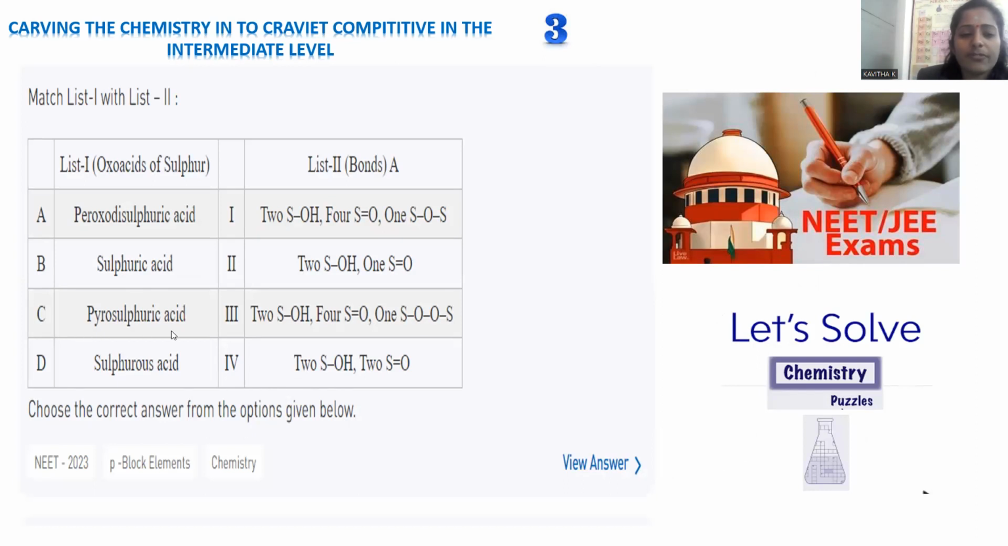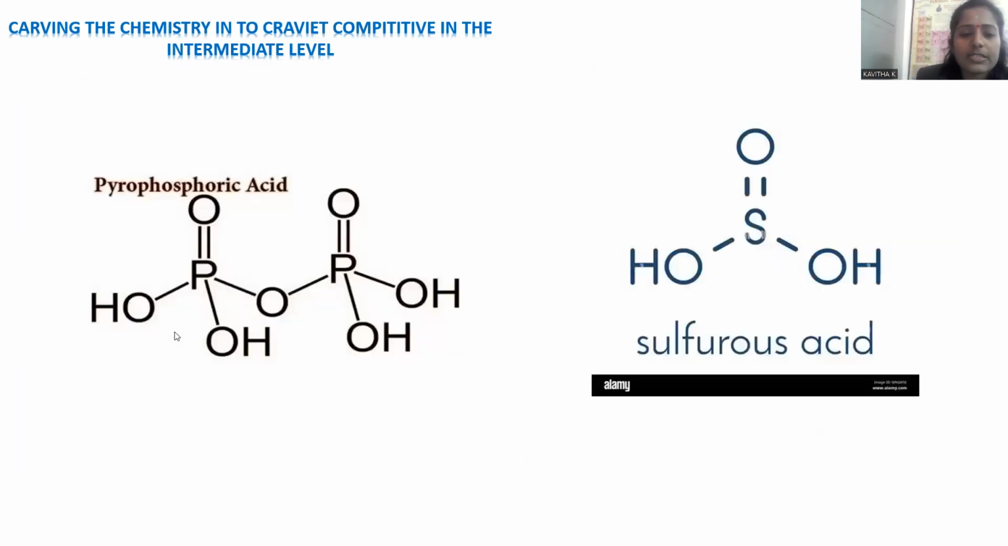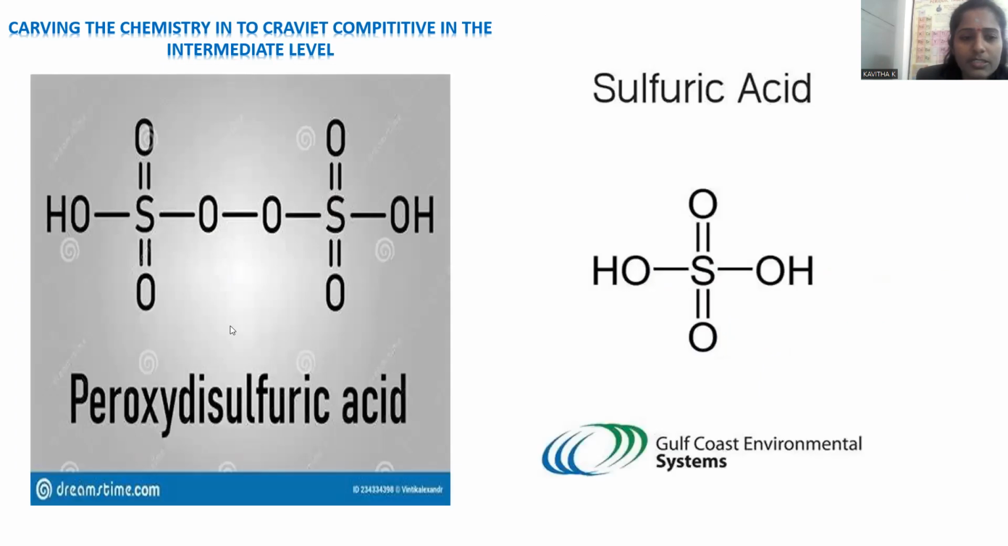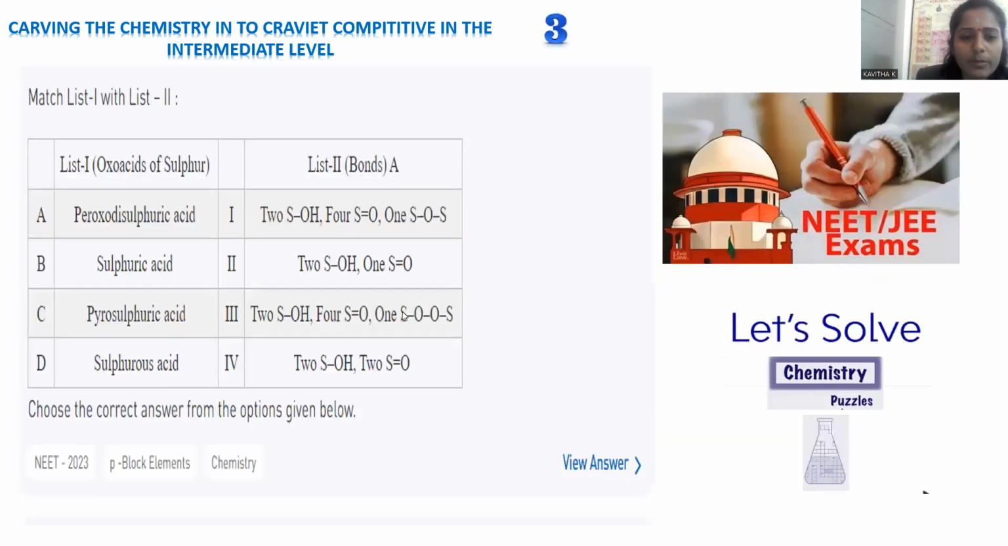Let's go with pyrosulfuric acid. Pyrosulfuric acid's geometry is assigned in this manner. You can put sulfur over here, and sulfur over here, so that you can find a double bond O, OH, OH will be there. In that case, you can find 2 SOH bonds, and 4 S double bond O, and 1 SOS bond can be found for pyrosulfuric acid, right?